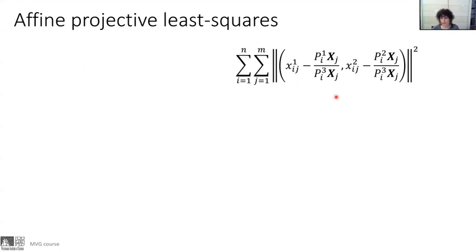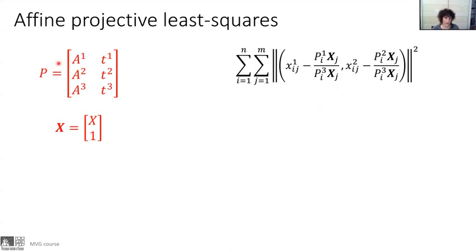So this is the objective that you are all familiar with, and we denote the camera matrix by P. The left block consists of rows A1, A2, A3, and the right vector consists of T1, T2, T3. This is a matrix, as you already know, 3 by 4. The point in the 3D space is X in homogeneous coordinates.